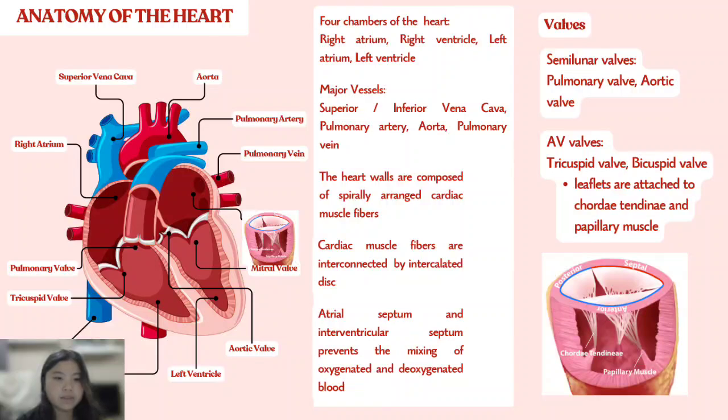On the other hand, semilunar valves include pulmonary valves and aortic valves that lie between the ventricles and the pulmonary artery or aorta. The semilunar valves have cuffs that fill up with blood and force the leaflets to meet in the middle when blood is trying to flow back into the ventricles.